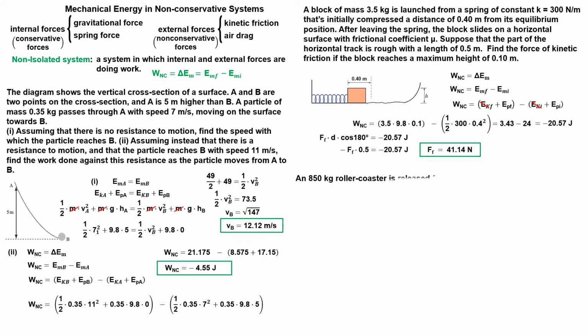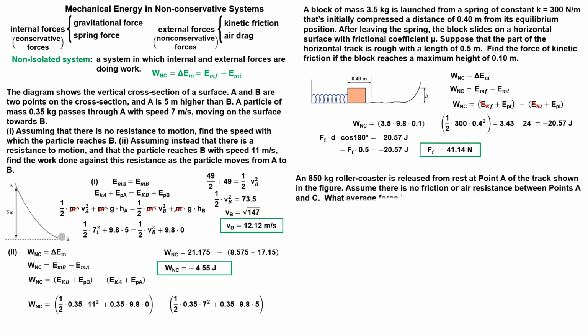An 850 kilogram roller coaster is released from rest at point A of the track shown in the figure. Assume there is no friction or air resistance between points A and C. What average force is required to bring the roller coaster to a stop at point D if the brakes are applied at point C?